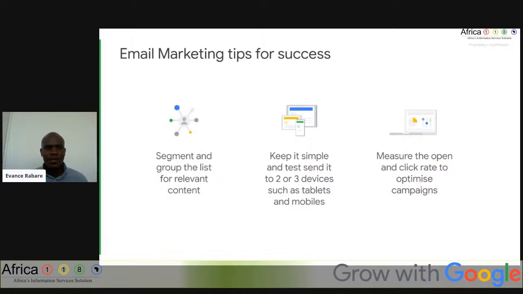So, email marketing tips. You need to segment and group the emails for relevant content. Also, you need to keep your email simple. Send it to 2 or 3 devices, such as tablets and more, and just see how it appears. Also, you need to measure the open and click rate to optimize the campaign.